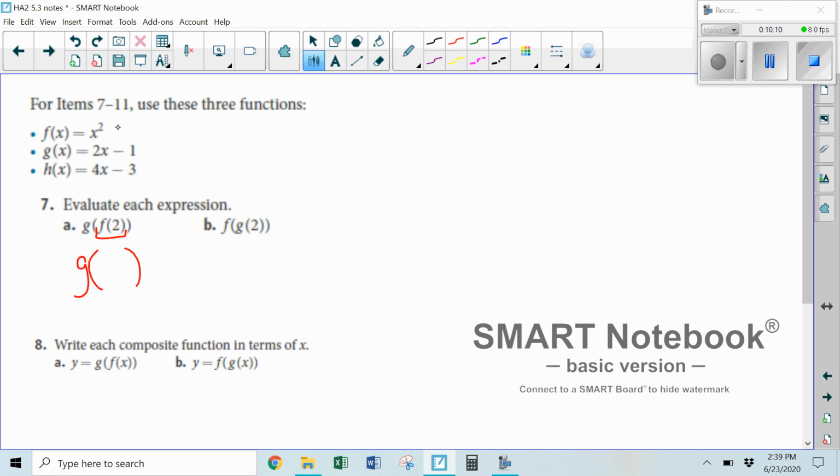What's f of 2? Well, here's the f function. What do you get when you plug in 2? You get 4. We've just done the inner function. We got 4. Now we do g of 4. So take the g function and plug in 4. So that's 8 minus 1, 7. Notice we're not multiplying. We're not taking the g function times 4. This is function composition. We're putting it inside the other one. Okay, let's try the next one.